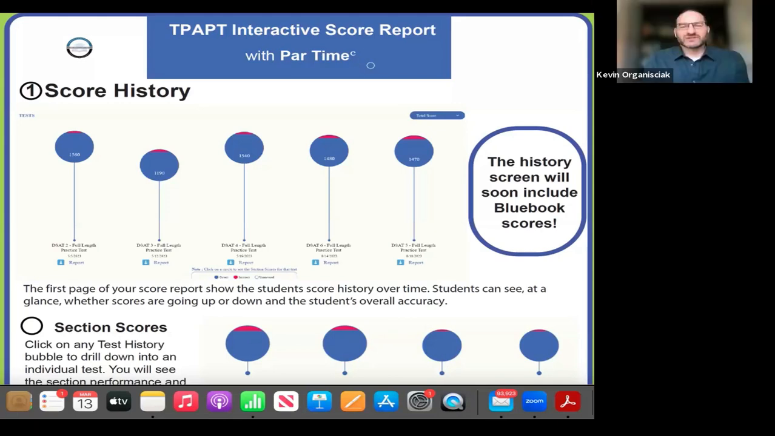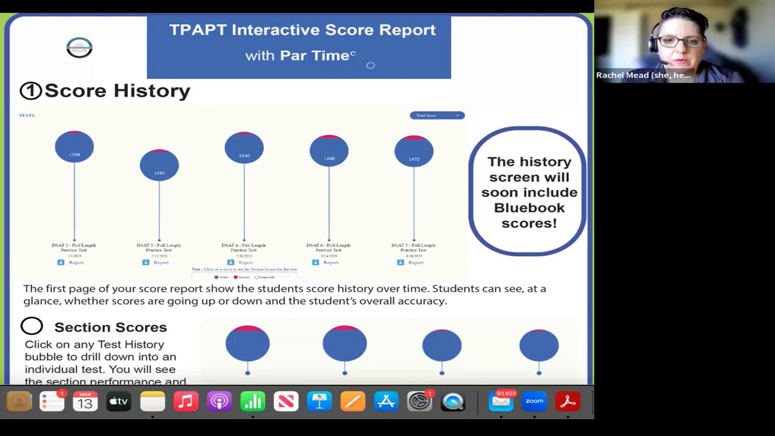So our score report is pretty stellar. There are some other good ones out there, but in terms of the user experience, this is very close to Blue Book. And in terms of analytics, it's perhaps top one or two out there. So take us through how to use the score report. What are the tutors seeing and what should they be considering when they look at our report?